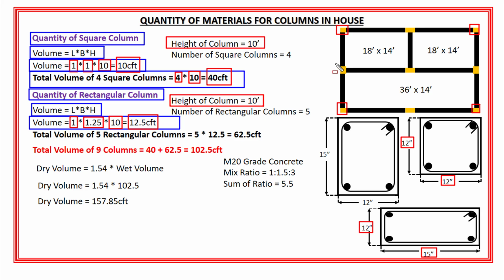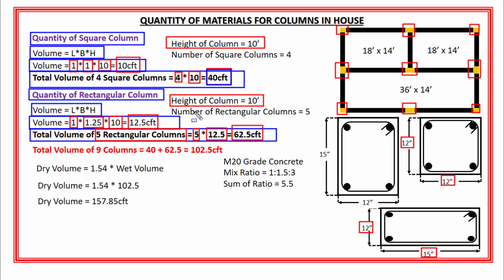And as I told you at the start of this video, I have 5 rectangular columns. So the total volume of 5 rectangular columns is equal to 5 multiplied by volume of one rectangular column, which is 12.5 cubic feet. And the total volume of 5 rectangular columns is 62.5 cubic feet. Okay. Now this is the wet volume of 5 rectangular columns. And also I have the wet volume of 4 square columns as well.